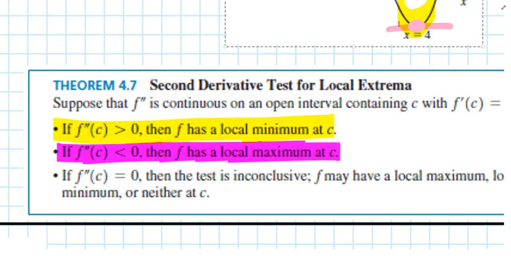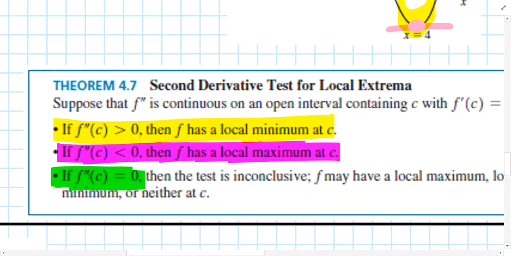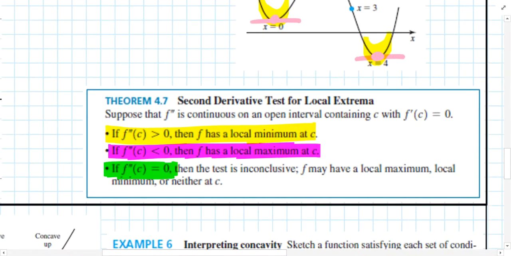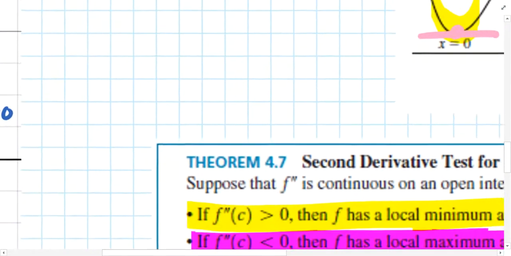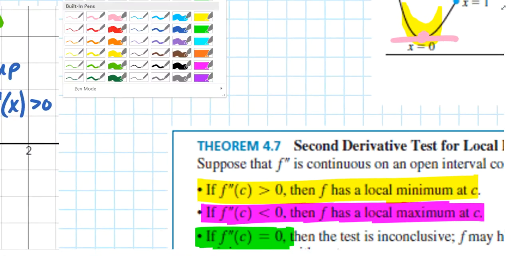Now, there are times where the second derivative test is inconclusive, and that occurs when the second derivative is equal to 0. The function might produce a local maximum there or a local minimum at that critical point. We would most likely have to rely on our first derivative test to answer that question. An example of that might be something like this.